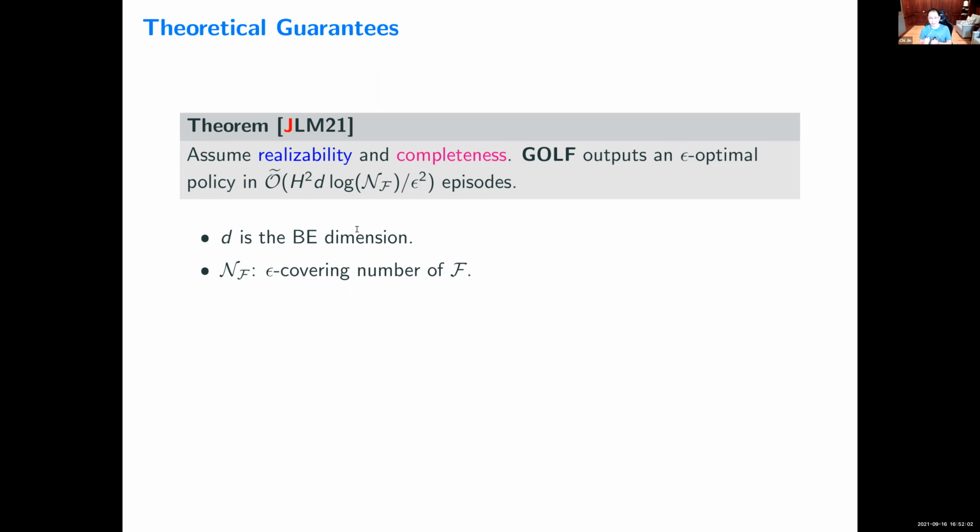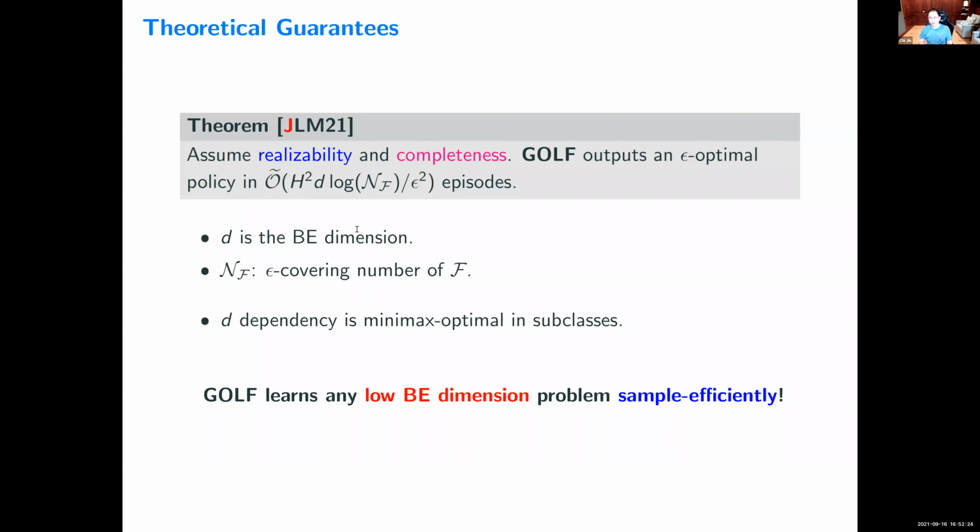So we say this is very important for large state spaces or general function approximation, having no dependence on the number of states. And furthermore, we can say the dependence on D, this Bellman-Eluder dimension, in some subclass, for example in the linear class, you can prove it's minimax optimal. So this is pretty sharp in terms of the dimension dependence. The high-level takeaway here is we do have a generic algorithm that is able to learn any problem in this generic class sample efficiently, that is, in a polynomial number of samples.